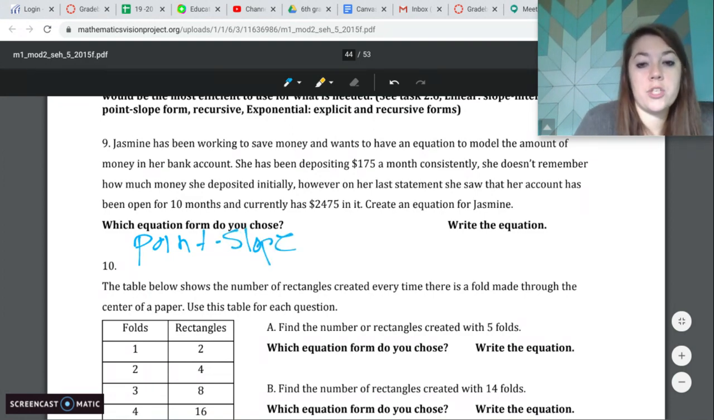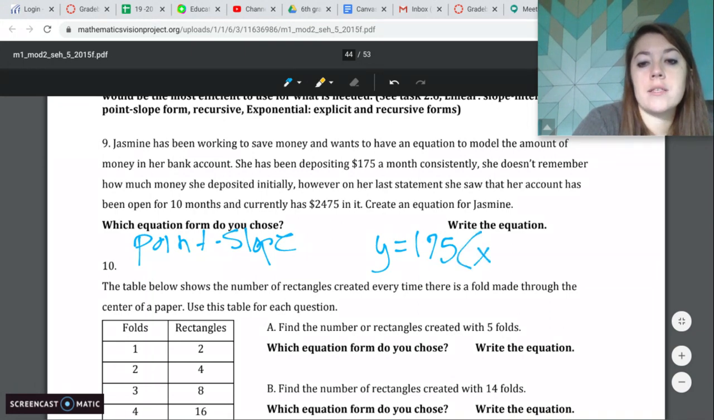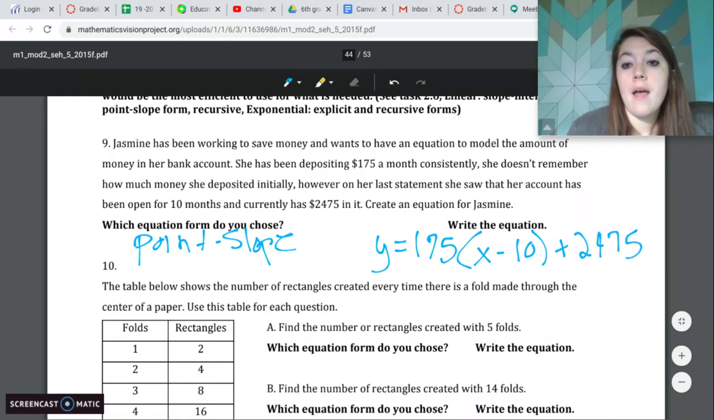So that's the form we choose. Now we want to write the equation. So y equals our slope times x minus our months, so our x1, which is 10, plus how much is in her account currently. And there's our equation.